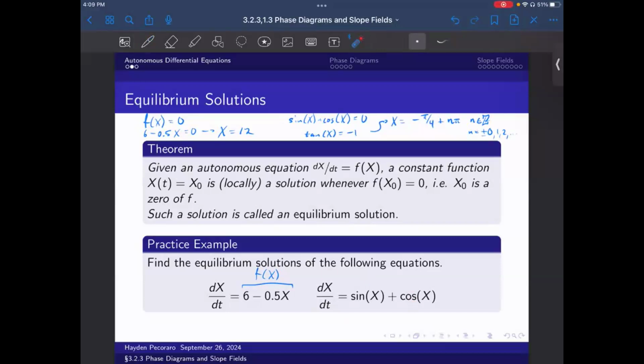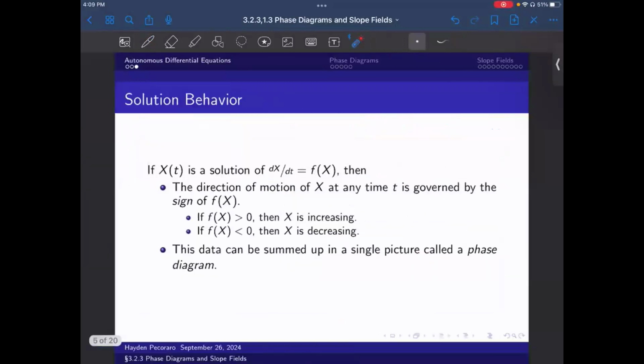All right, so finding the equilibrium solutions is actually fairly easy for most of these problems. You just set the derivative equal to 0 and then solve the resulting equation. What we really care about is the behavior of solutions that are nearby to these equilibrium solutions.